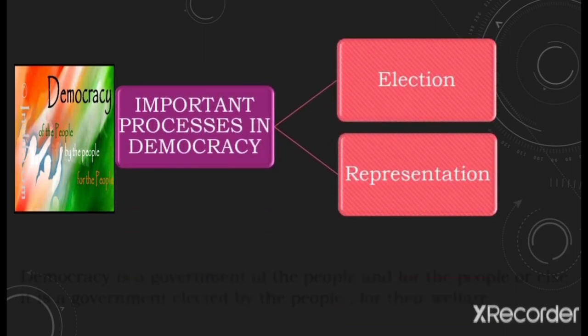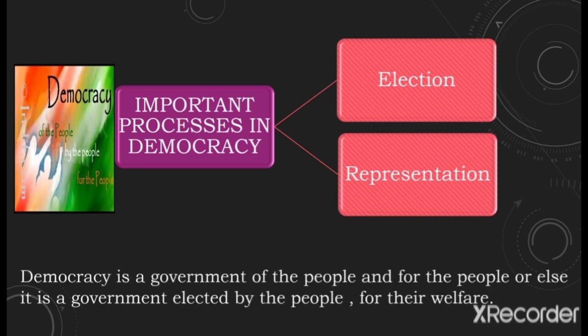So as we all know, ours is a democratic government. The important processes in democracy are election and representation. Democracy is a government of the people and for the people, or else it is a government elected by the people for their welfare. So we elect the representative on our behalf.